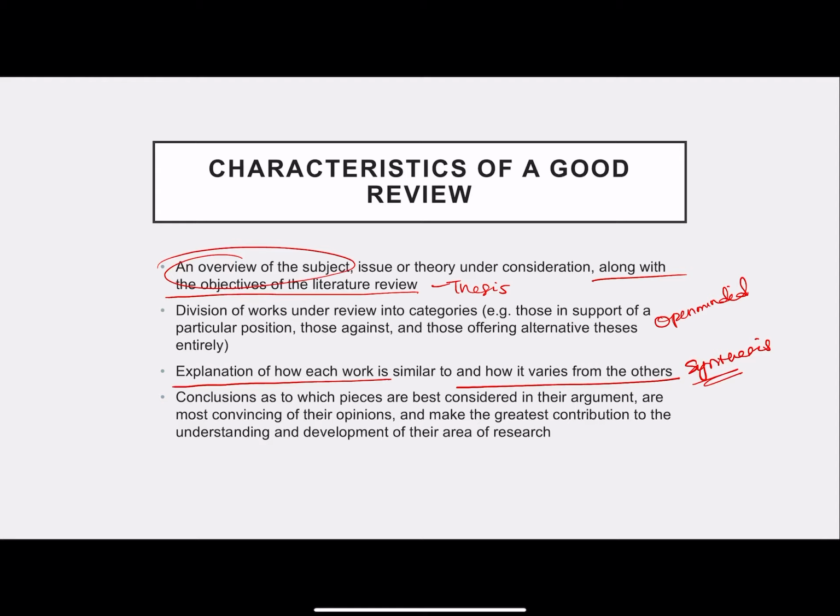Then finally, you find the conclusions as to which pieces are best considered in their arguments and are most convincing of their opinions and make the greatest contribution to understanding and development of the area of research. So what that means is simply you cannot report every single paper. Okay, you take the best papers, you take the critical papers, the ones with good results, the ones with good science, and you report it. If you think a paper has bad science, you leave it out because it's bad science. Okay, so you report papers with good science.